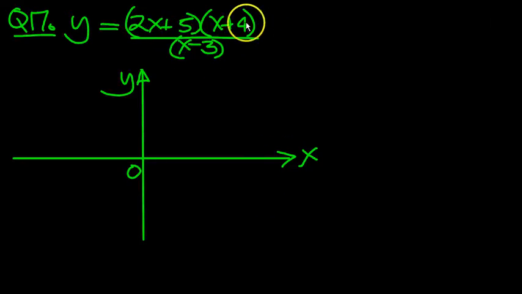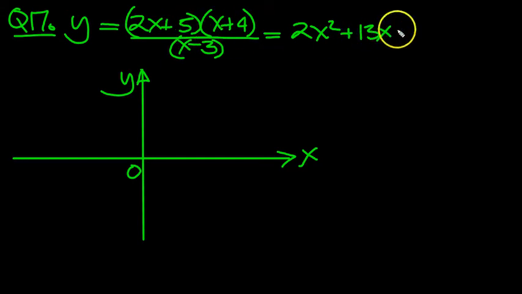y equals (2x plus 5) times (x plus 4) all over x minus 3. Let's have a go at this. Let's expand the bracket first. So we've got 2x squared. Then we've got 8x plus 5x is 13x's. And then lastly we've got 5 times 4 is 20. That's all over x minus 3.